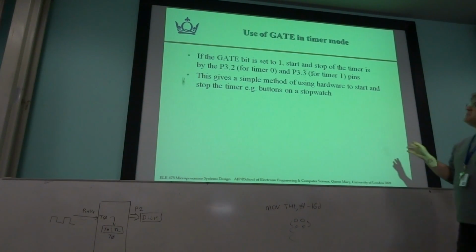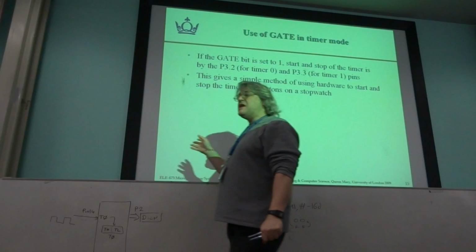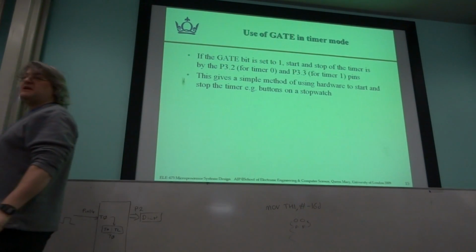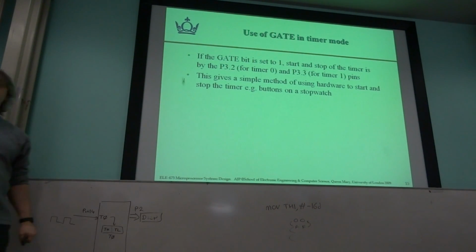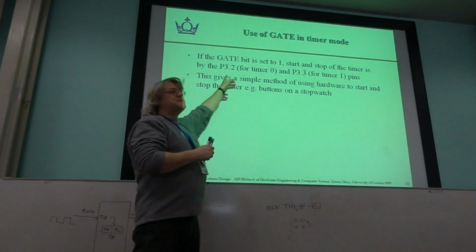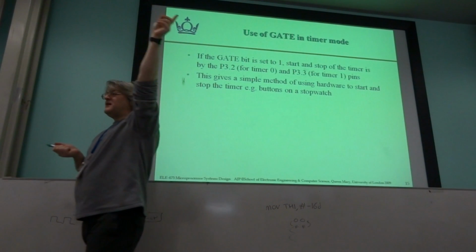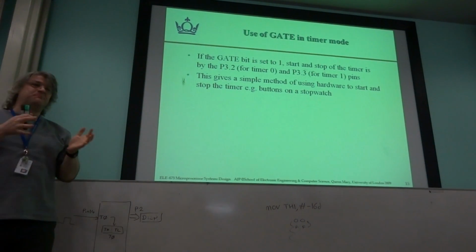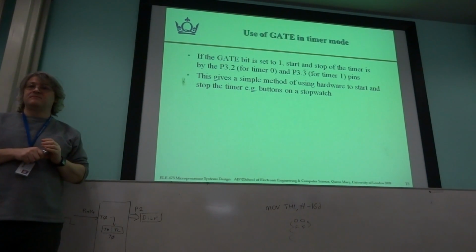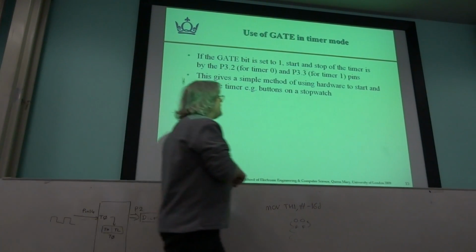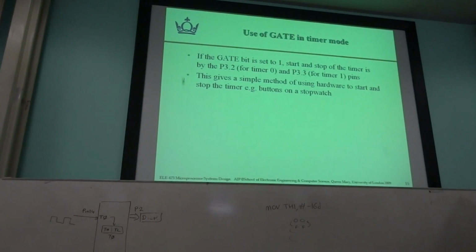I've mentioned gate before. Even though you've set TR to be high to make the timer run, if you've set the gate bit to be high, you can use one of the pins external to the 8051 to suspend the count. Okay? So it can act as a kind of pause.